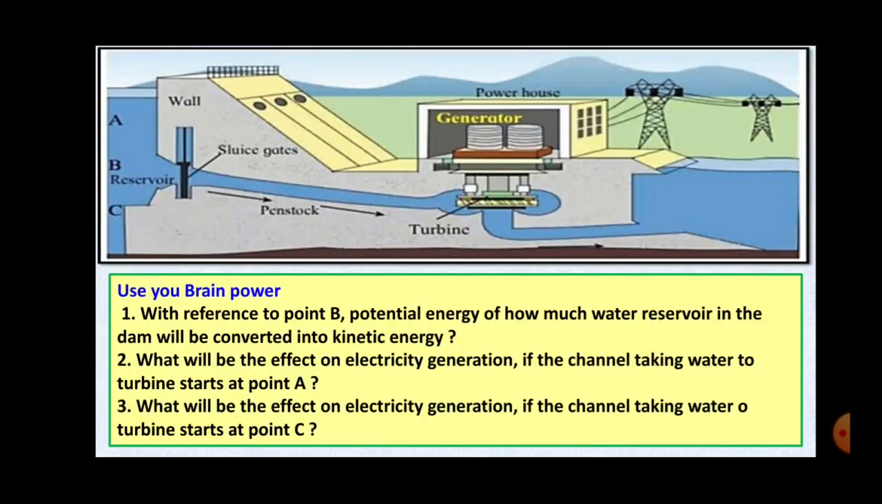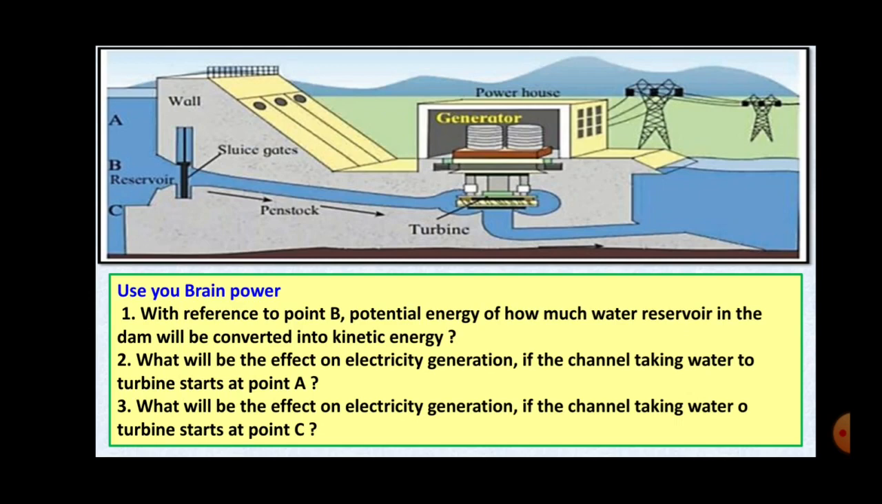Now students, in your textbook on page number 54, use your brain power questions are given. So we will just try to answer these questions. The first one is with reference to point B. Now this is point B. With reference to point B, the potential energy of how much of the water reservoir in the dam will be converted into kinetic energy? Okay, that means at point B, the potential energy of how much water reservoir will be converted into kinetic energy.